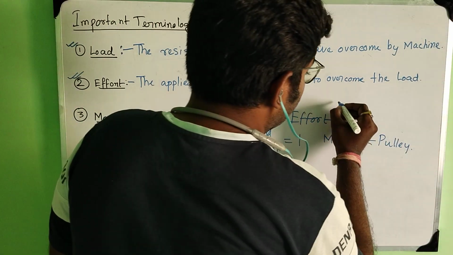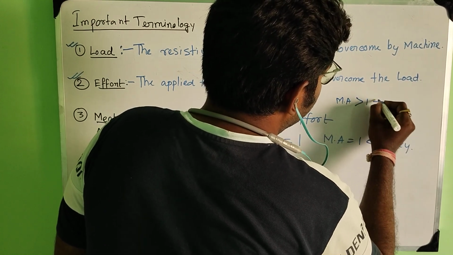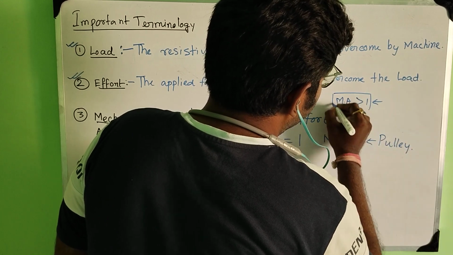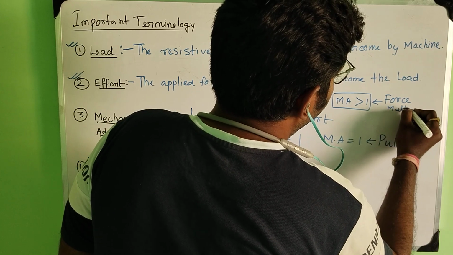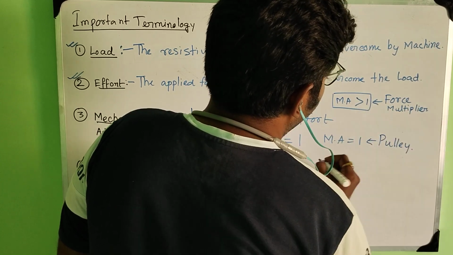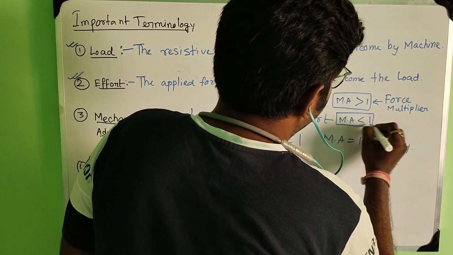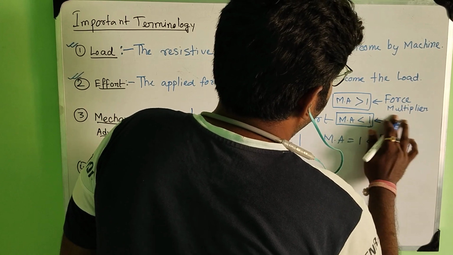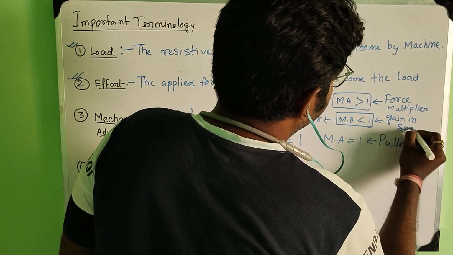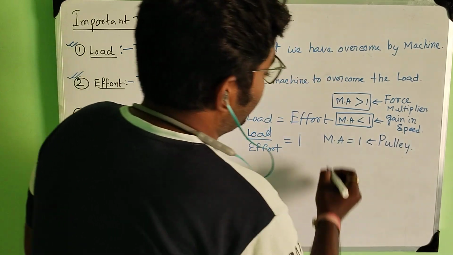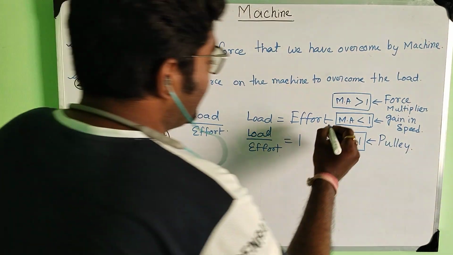That means if mechanical advantage is greater than 1, then it will act as a force multiplier. If mechanical advantage is less than 1, that means it is a gain in speed. And if the mechanical advantage is equal to 1, then it will act as a pulley. These three things we have to read.